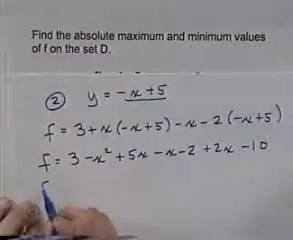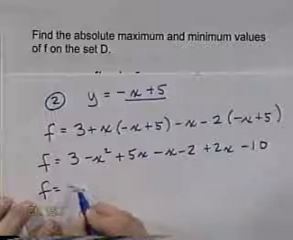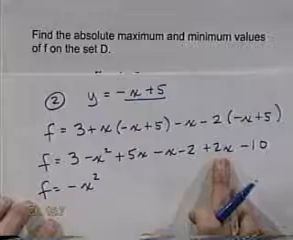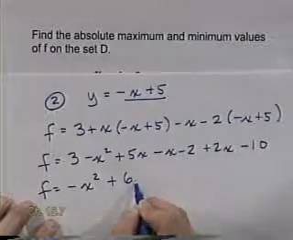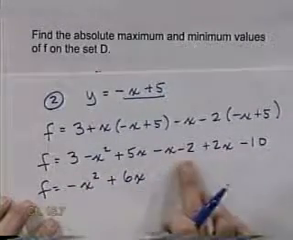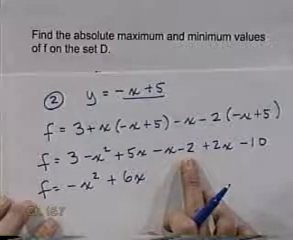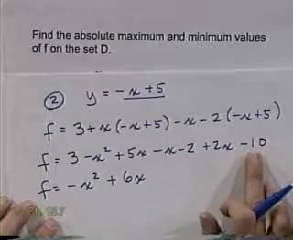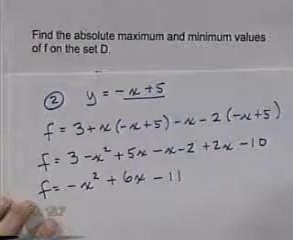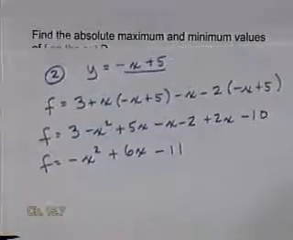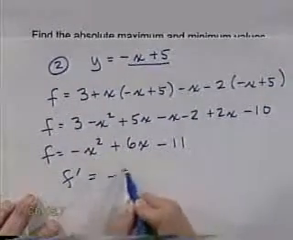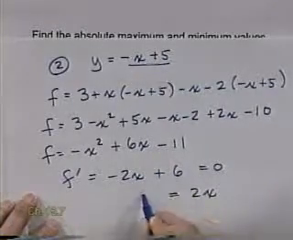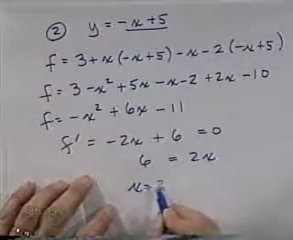Okay, so if I simplify this a little bit, let's see. We have x squared right here, so we have a minus x squared. We have 5x minus x is 4x, and 2x is 6x. And we have 3 minus 2 is 1. Minus 10 is minus 11. Okay. All right. And we're going to take f prime and set it equal to 0. Well, that is equal to 0 when 2x is 6 or when x is 3.